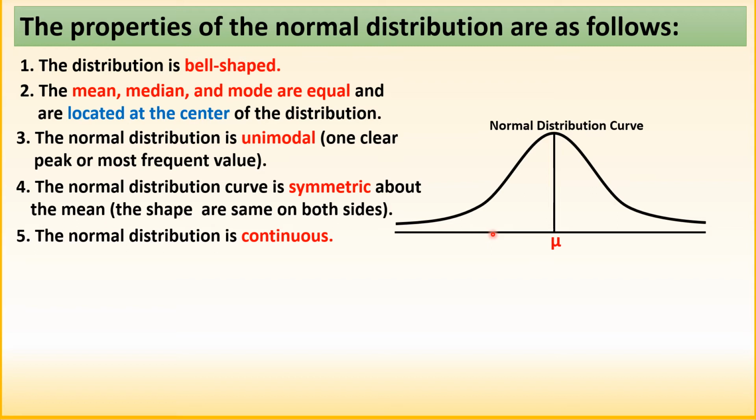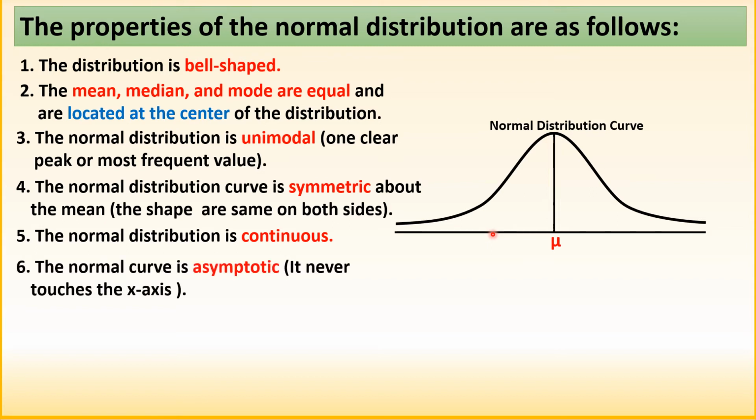So, yun ang possible values niya. Kaya siya tinawag na continuous. Then number 6, the normal curve is asymptotic. So, when we say asymptotic, it never touches the x-axis. So, kung ito yung x-axis natin, yung tail ng graph ay hindi magta-touch sa x-axis. Approaching siya pero never mag-touch.